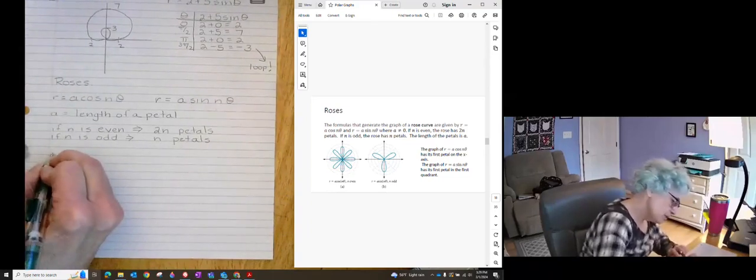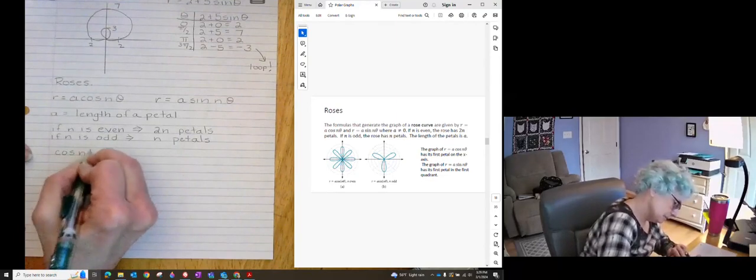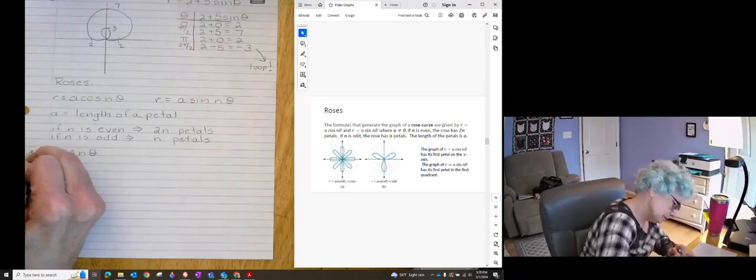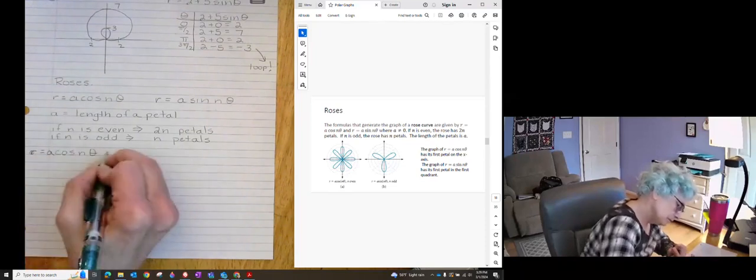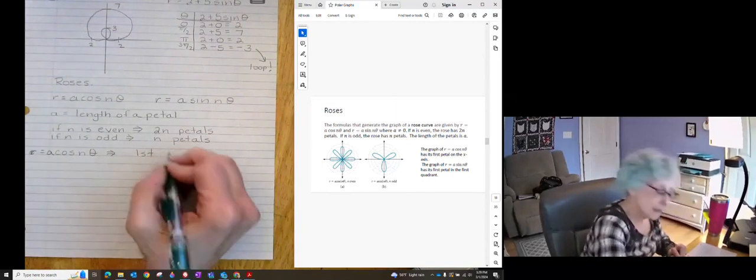If you have a cosine, then the first petal lives on the x-axis.